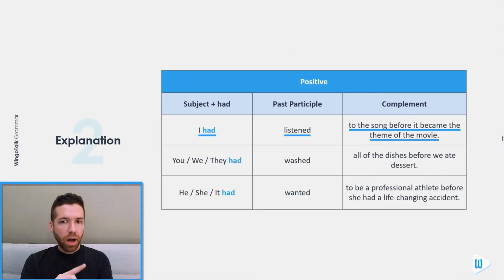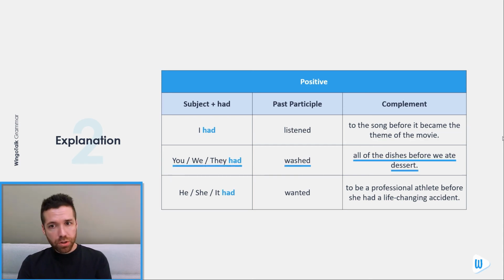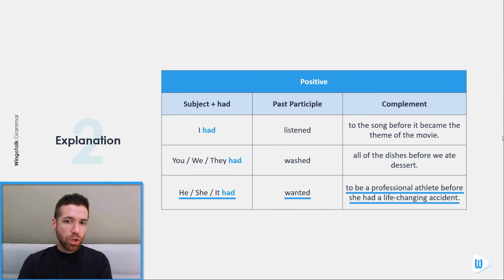Positive. I had listened to the song before it became the theme of the movie. We had washed all of the dishes before we ate dessert. She had wanted to be a professional athlete before she had a life-changing accident.